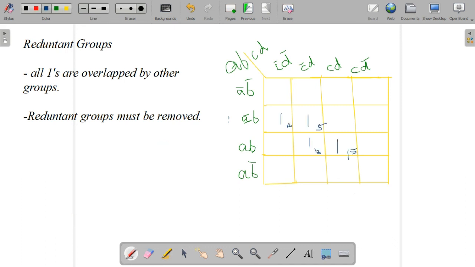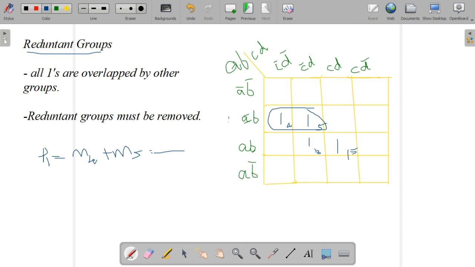Okay. In this K-map, M4, M5, M13 and M15 are filled as 1s. So how can we find whether there are any redundant groups or not? Let's see. The first one, we can make it as a pair, M4 and M5. Yes, we can write pair 1 equals M4 plus M5, and you will write the reduced expression also.